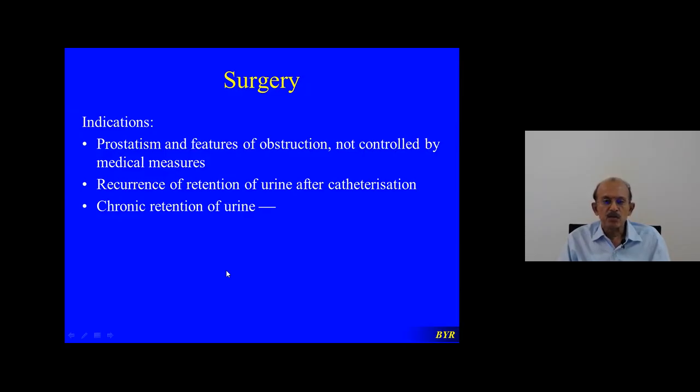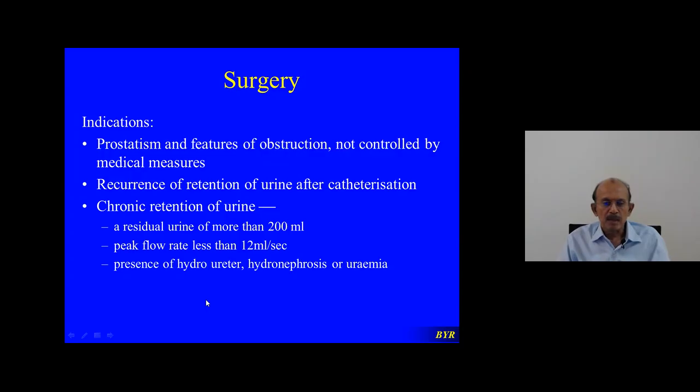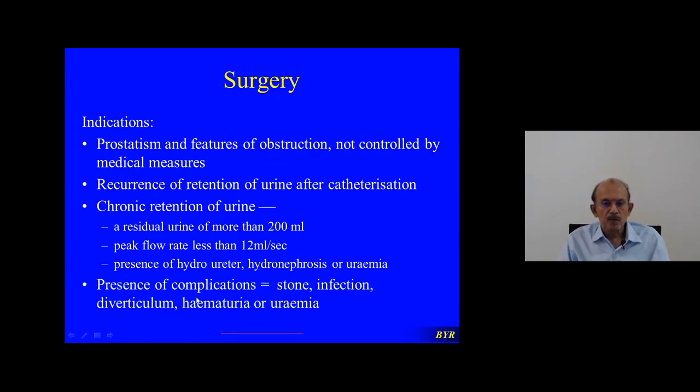If the patient comes with chronic retention of urine, that means whenever residual urine is more than 200 ml, you call it chronic retention. Or peak flow rate is less than 12 ml per second. Presence of hydroureters, hydronephrosis, or uremia. The presence of complications like stone, infection, diverticulum, hematuria, or uremia. So these are all the indications for surgery in a patient with BPH.